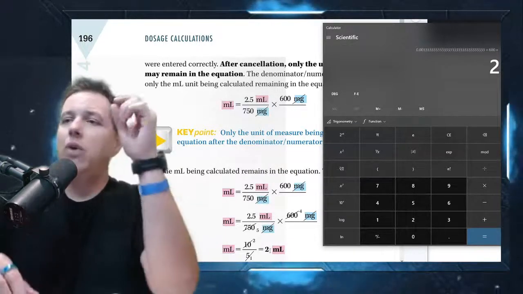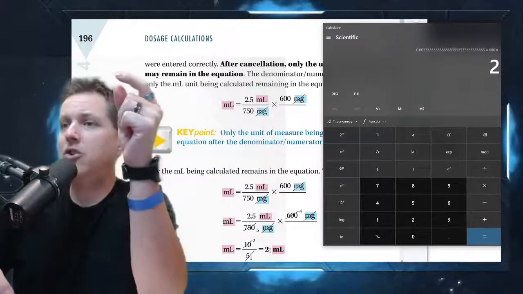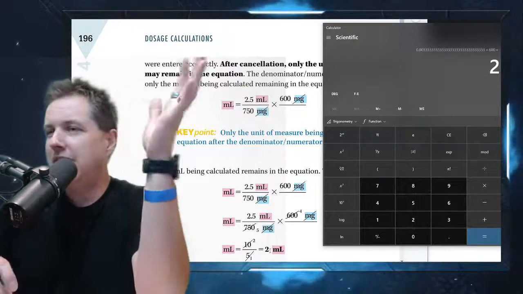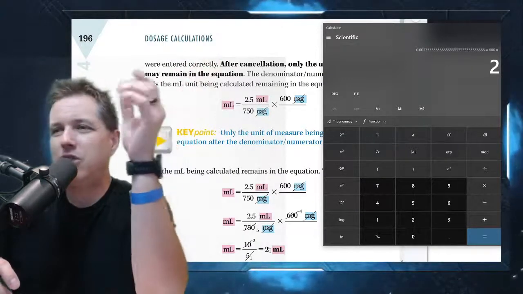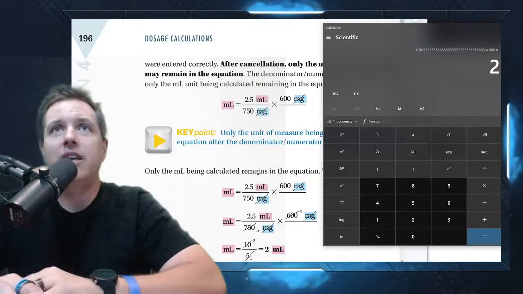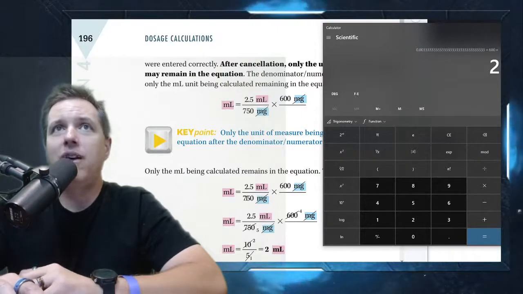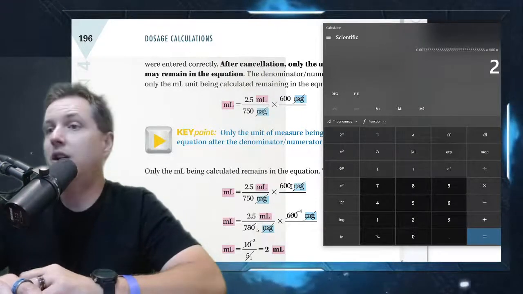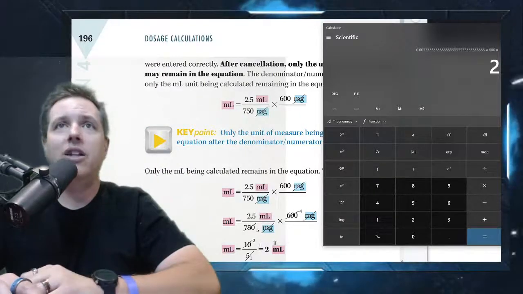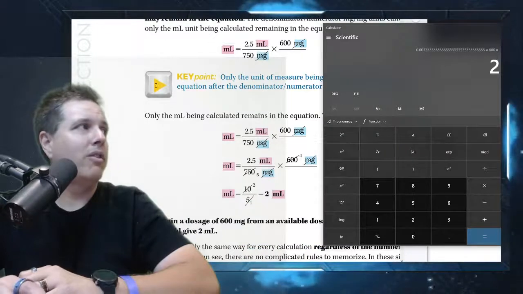So see how we had a division and a multiplication we had to do, but it's real easy. If you're just doing this in your head, it's really easy to mix up what's the multiplication you should do and what's the division. But if you go through and set it up this way using this unit conversion, it's obvious. You go 2.5 divided by 750 times 600. You put everything in the right place, and then when we do that calculation, we got 2 milliliters, just like you're supposed to end up with.